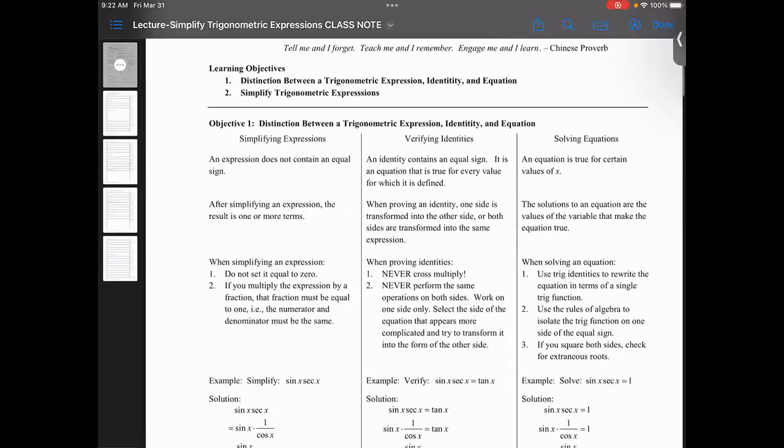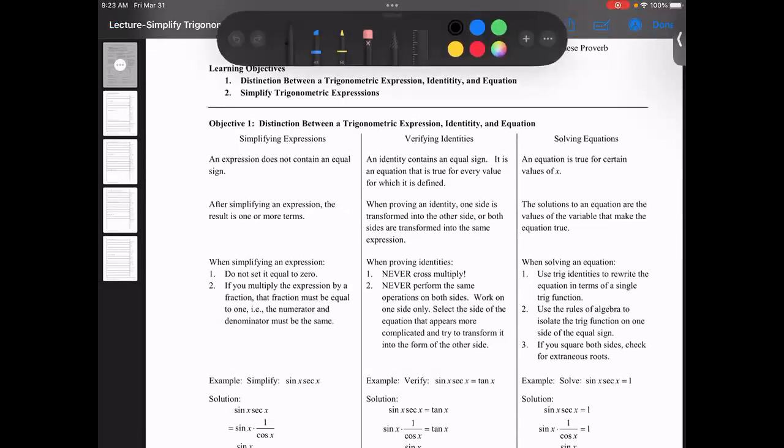Before we start anything, I'd like to remind you of the distinction between expression, identity, and equation. Students often get confused with these. When I give students an expression, they tend to set it equal to 0 and solve. I don't know why, they just really tend to do that. So what's the difference between expression versus equation?